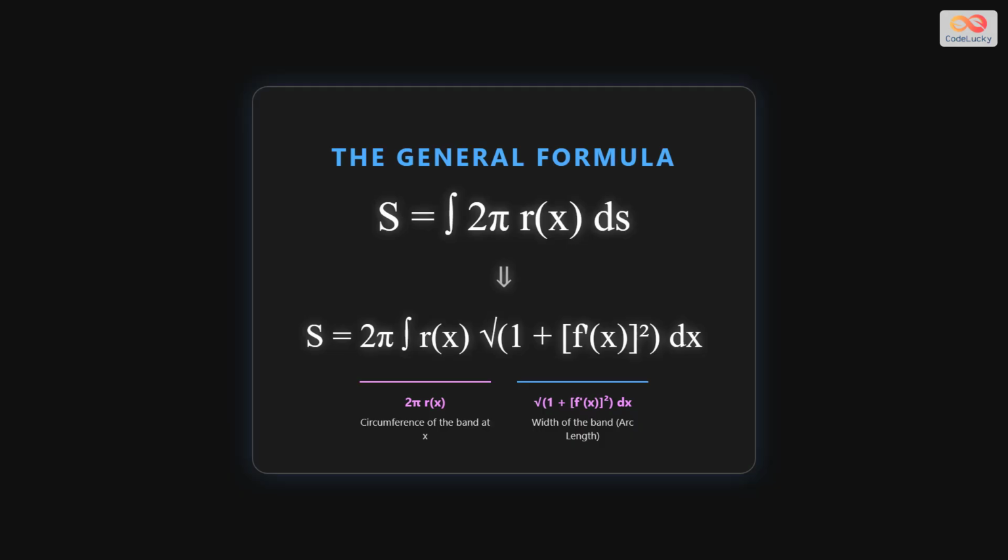Integrating that differential element from a to b gives us the total surface area, S. This is the general formula you need to memorize. The integral of 2 pi times the radius function r of x times the square root of 1 plus f prime of x squared, with respect to x.